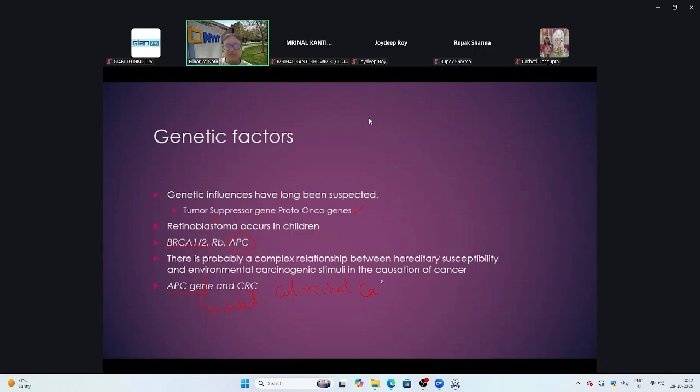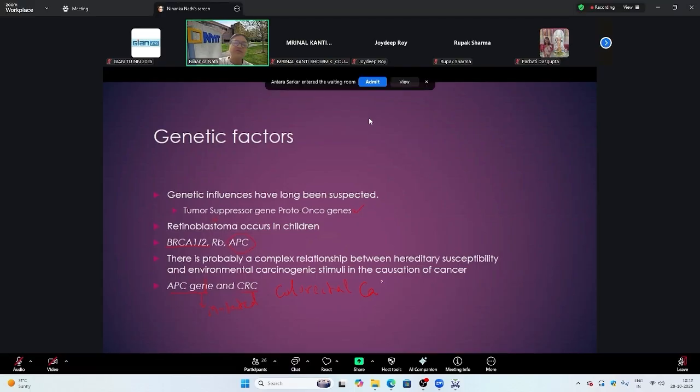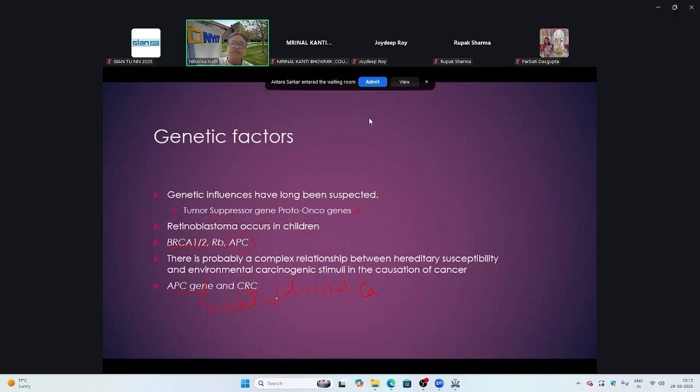And so some of these are important to note. Some people have the APC not mutation, but like a truncation, like a little deletion, like it's half gone. And I'm calling that a mutation, and that can lead to colorectal cancer.